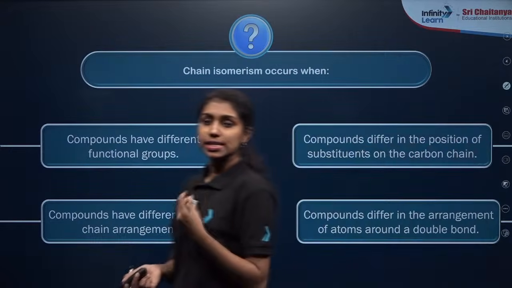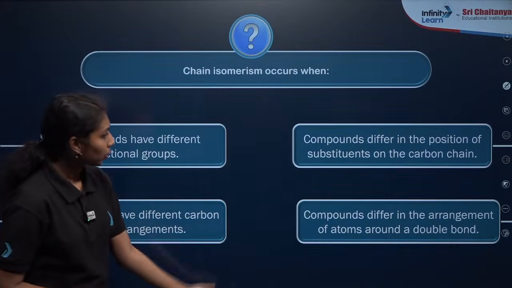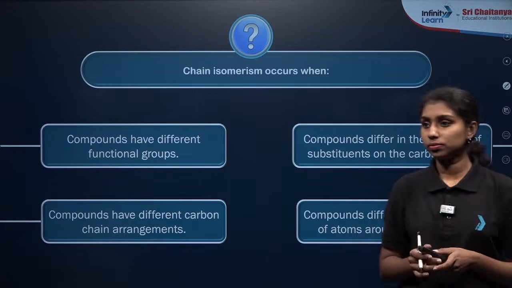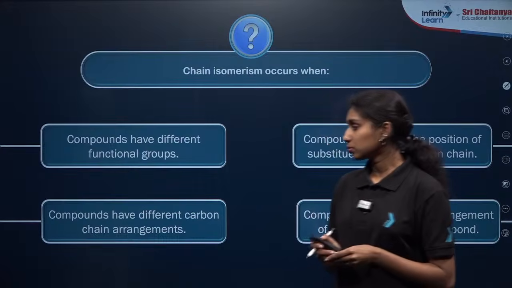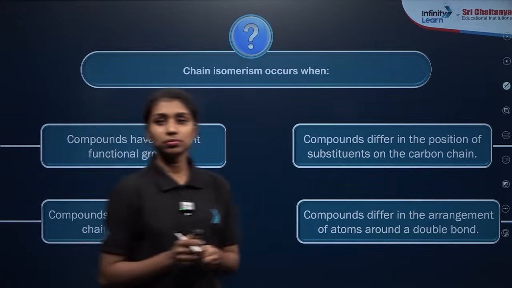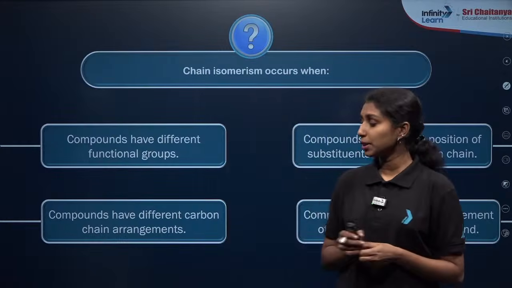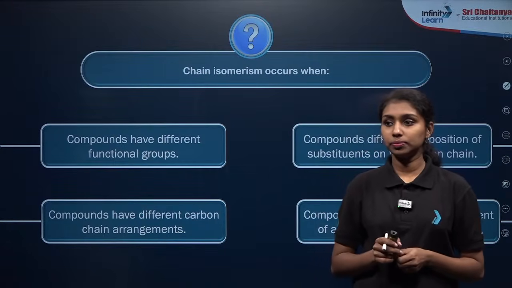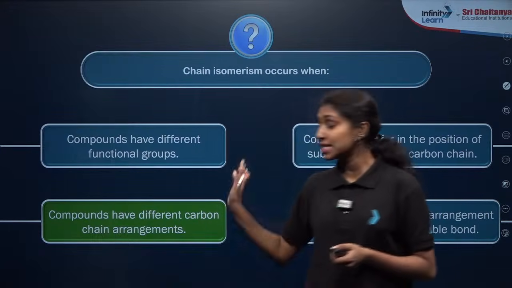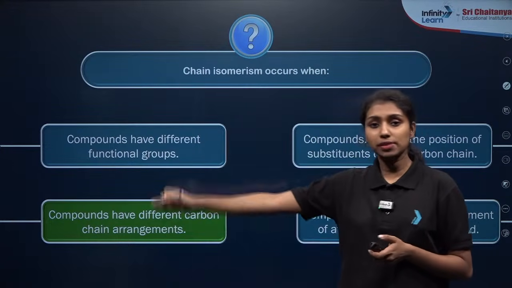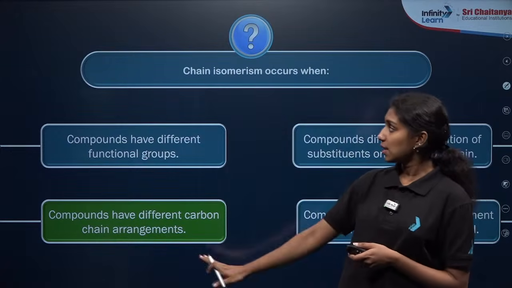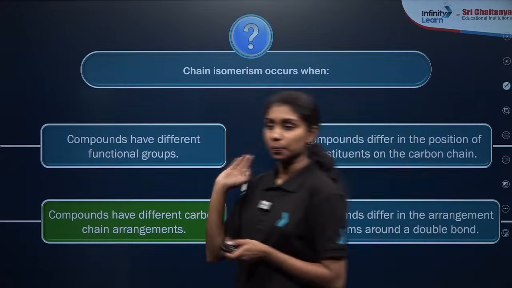Again, a repeated one: chain isomerism occurs when, or how can we define chain isomerism? What will be the answer for this question? Yes, C only, right? Compounds have different carbon chain arrangements. One will be the straight chain compound and another one will be the branched one, depending upon the compound. So that is the exact definition of chain isomerism.